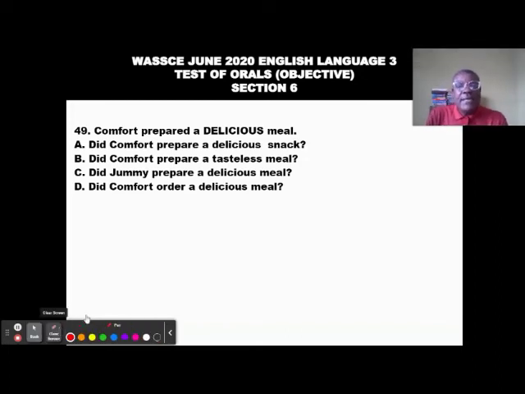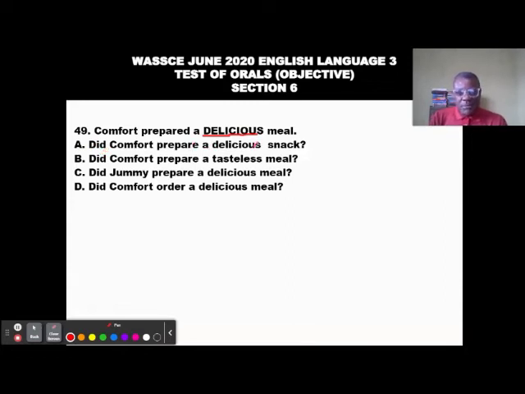Comfort prepared a delicious meal. The emphatic stress is on delicious. The question is, what kind of meal did Comfort prepare? Did she prepare a delicious meal? Or did she prepare, let's say, a bitter or tasteless meal, something like that? Okay, so let's go through the questions.